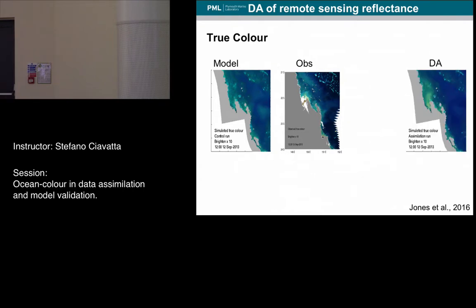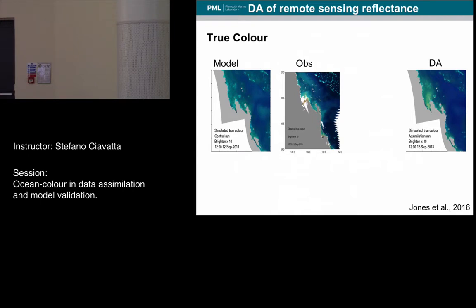They do the exercise of data assimilation of remote sensing reflectance, and this is the average value of the true color during the period of simulation. And this is closer to this one. Here we are really going by eye. Maybe this is also an emergent property, I would say, no? It's nice.